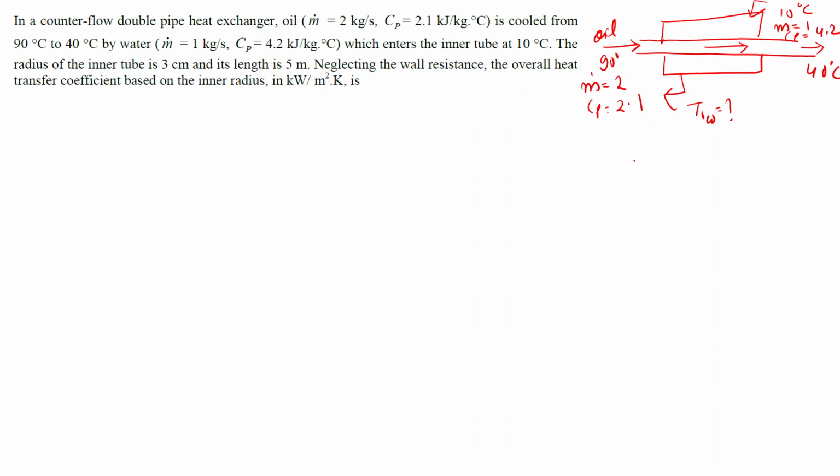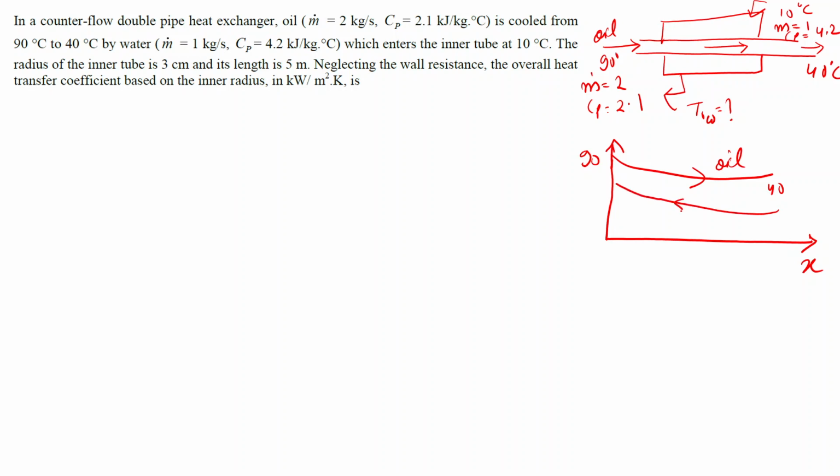Now if we draw the temperature profile along the length of this double pipe heat exchanger, we can draw it as, for this oil, temperature decreases from 90 to 40 in this direction. Similarly for water, the temperature will rise from 10 degrees Celsius to some value, that is T naught of water, the output of water. Now the energy exchange between this hot fluid, that is oil and water, we can equate to find this outlet temperature of the water.